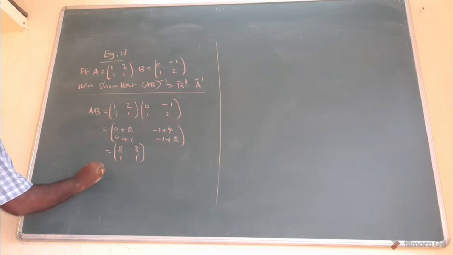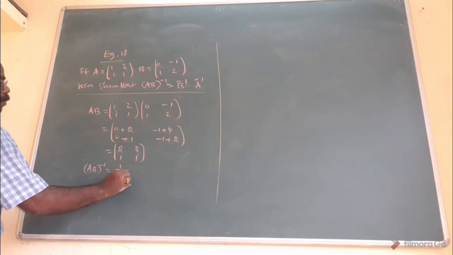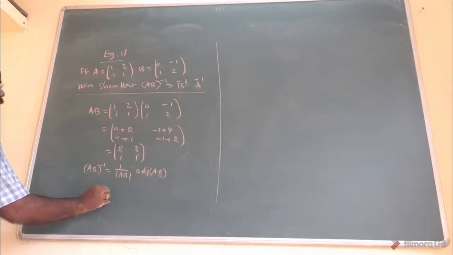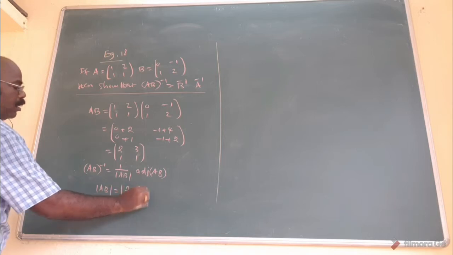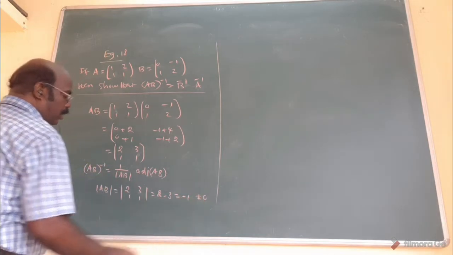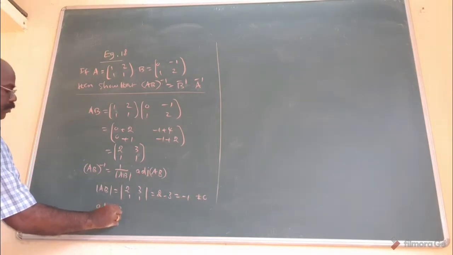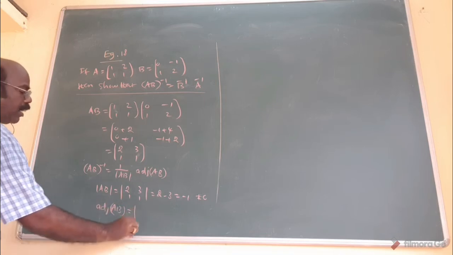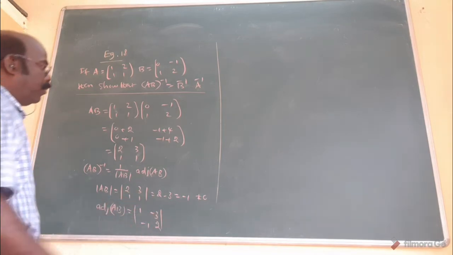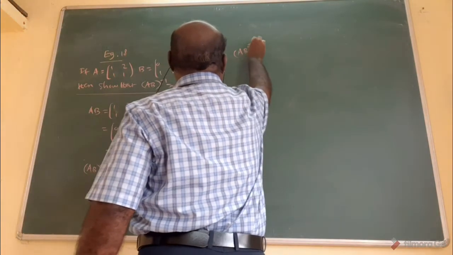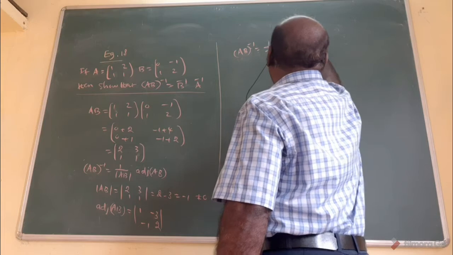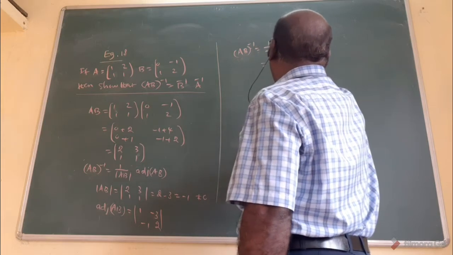Now (AB) whole inverse equal to 1 by determinant of AB into adjoint AB. Determinant of AB equal to 2 into 1 minus 3 into 1, that is 2 minus 3, which is minus 1, not equal to 0. Now adjoint AB is what? Direct answer: first interchange, next change sign only. Therefore (AB) whole inverse equal to 1 by minus 1 into [1 -3; -1 2]. Now change sign: [-1 3; 1 -2].